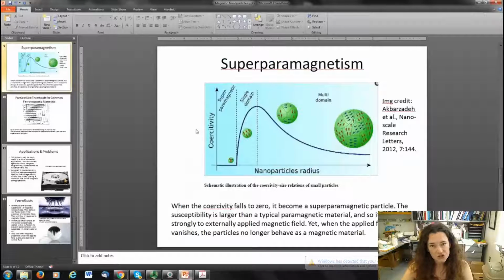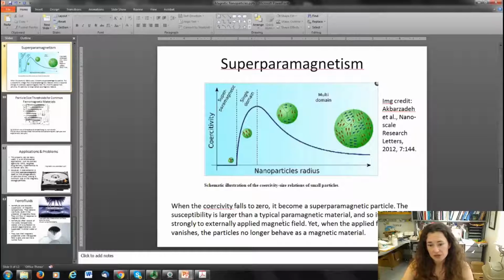Okay, so let's look at this curve now with that new knowledge that we've gained in this discussion. When the coercivity falls to zero, it becomes what's called a superparamagnetic particle. The magnetic susceptibility is still larger than a typical paramagnetic material, okay? Because it is a ferromagnet in the bulk, right? So it's going to have that larger susceptibility. For example, an iron oxide already has a larger susceptibility than something like aluminum, okay?